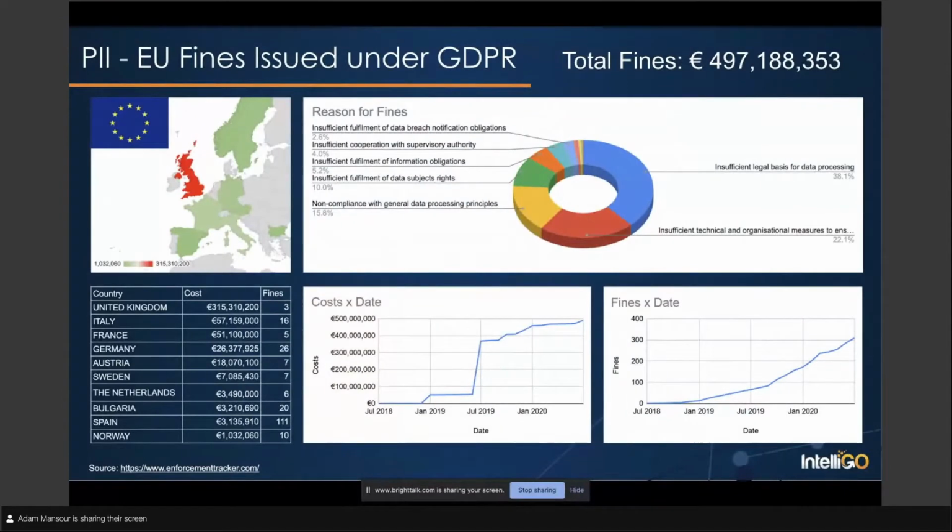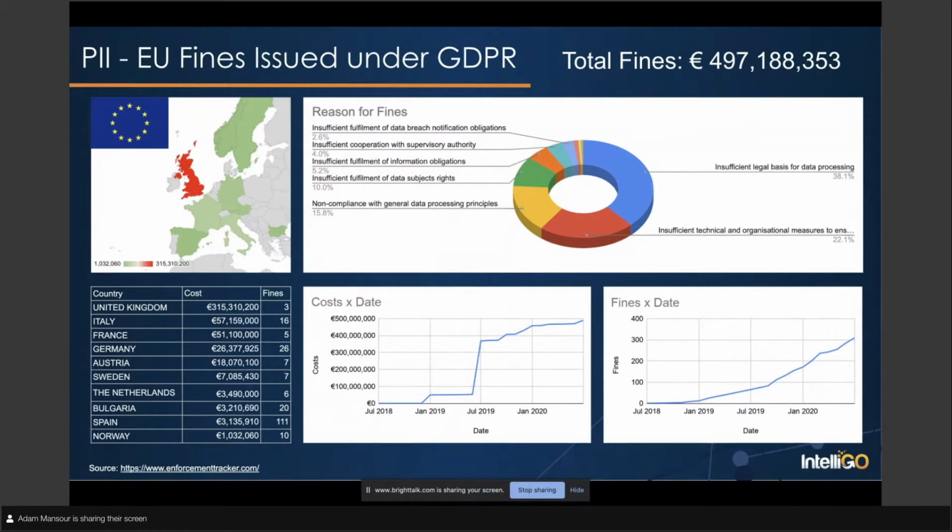They can be anywhere from 17 million euros to several percentage points of your actual revenue, which is where the lion's share of this data comes in. And one important thing to remember is that while there are no specific technical controls that GDPR tries to enforce, if you look at the reasons for the fine, you'll see that insufficient technical and organizational measures to ensure protection is part of it.